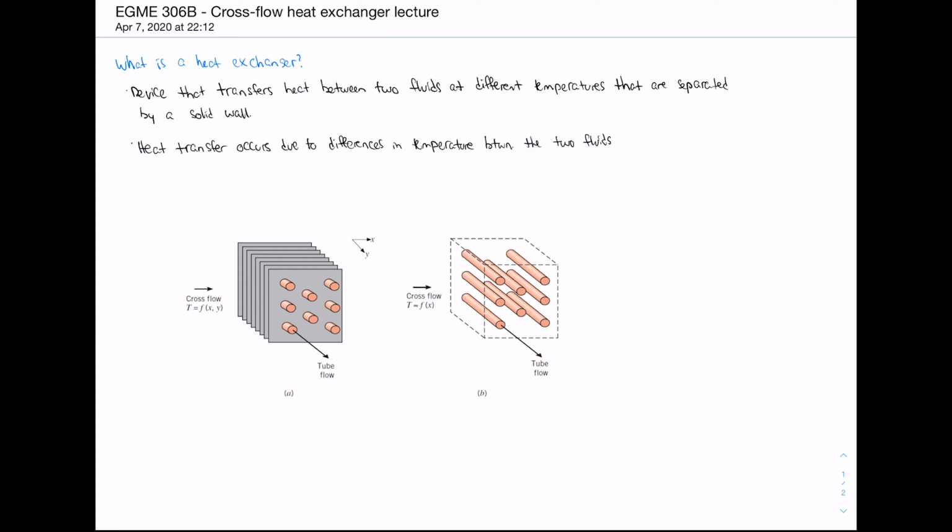So for a cross-flow heat exchanger, you can either have the schematic for figure A, or you can have the schematic on figure B. For us, we're going to have the schematic for figure B. We're not going to have a finned surface. In this case, what we have here is the unfinned surface where one fluid is called mixed and the other fluid is called unmixed.